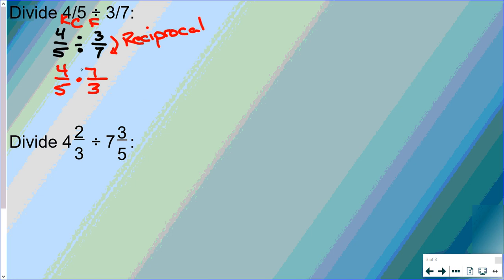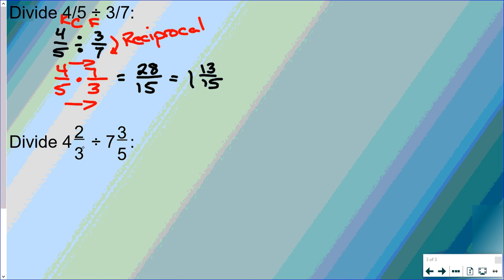And now I just do this the same way that I did the last ones. So now I just multiply straight across. Again, check the diagonals. There's no common factors here. So I multiply straight across, and I get 28 over 15. And again, if you were to write that as a mixed number, 15 goes into 28 once with a remainder of 13, and you keep the denominator.